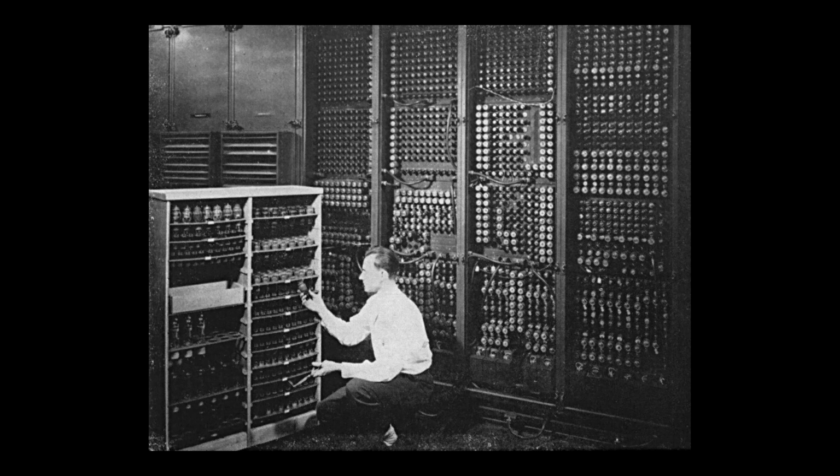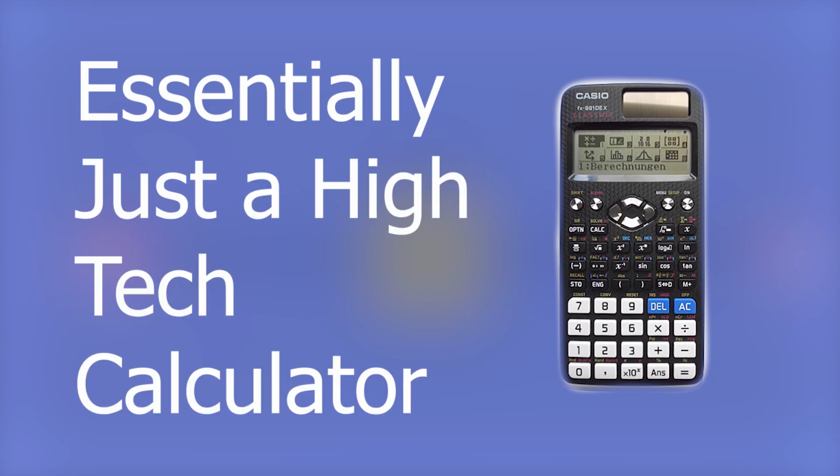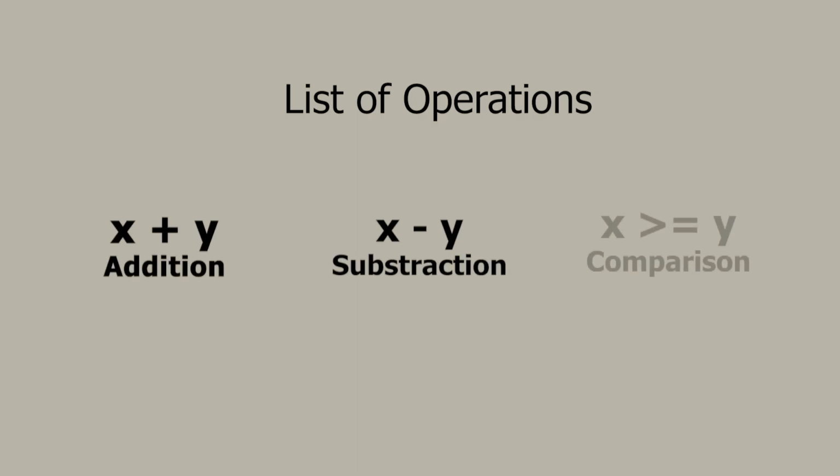So, what essentially is a computer? It is a machine that takes some input from us, the user, and processes it in the ways we prescribe and gives us back desired output. You can think of a computer as essentially a high-tech mathematical and logical calculator. To break this analogy down even further, every computer is equipped with hardware that can perform a list of operations. For example, all modern CPUs can perform basic operations like addition, subtraction, or comparison.